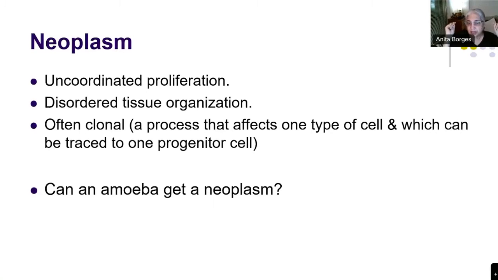They cannot form a neoplasm, because a neoplasm means that there is a growth of cells. And we have already said here that that growth, yes, is uncoordinated. It is often clonal, that's true, but it has disordered tissue organization, and no amoeba has tissue. Yes, Sumita, did you understand that? Yes, ma'am. You know that a unicellular organism does not have tissue, okay?